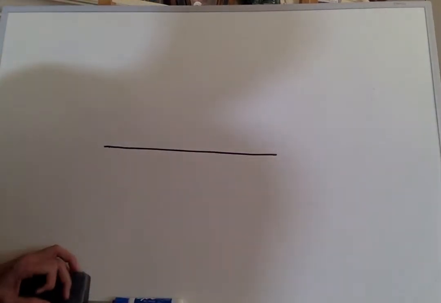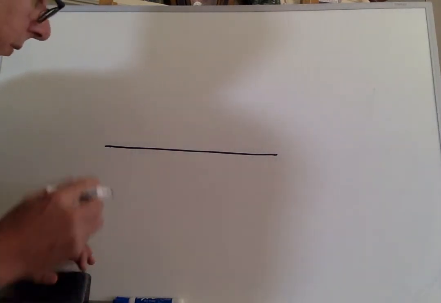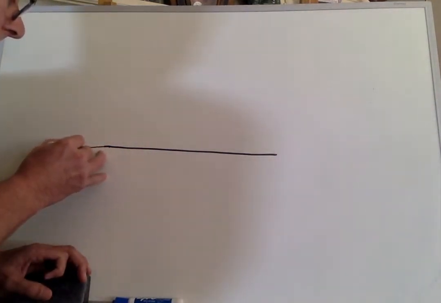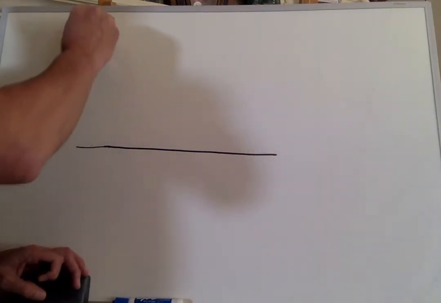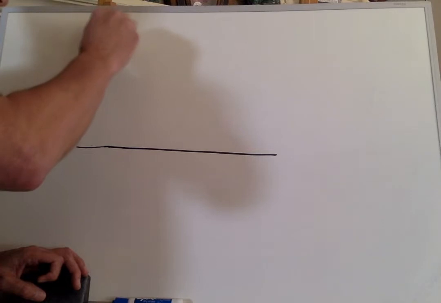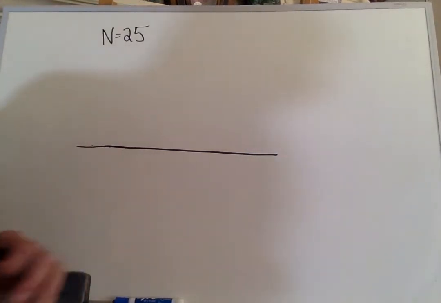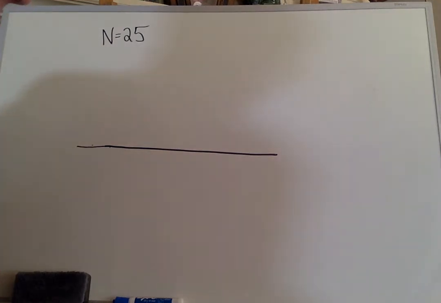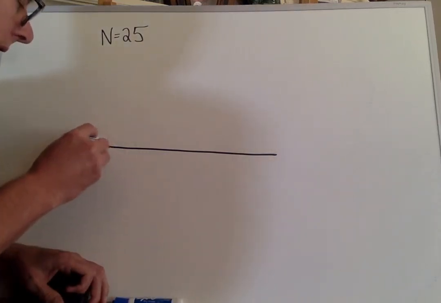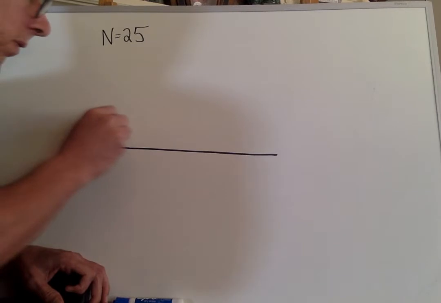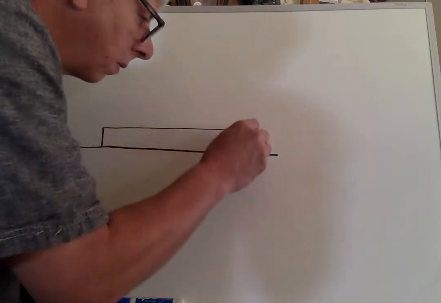Let's take a population, and I'm going to tell you what this population looks like in terms of its distribution. It's got 25 scores in it, okay? And it's symmetrical, so it looks like a normal population. And here's what we're going to do.